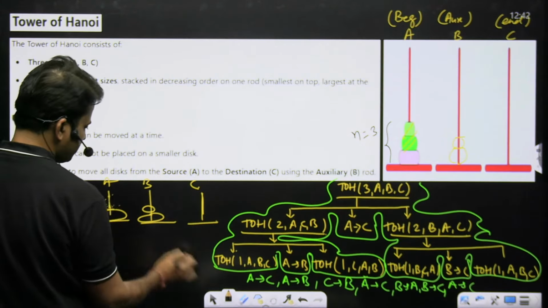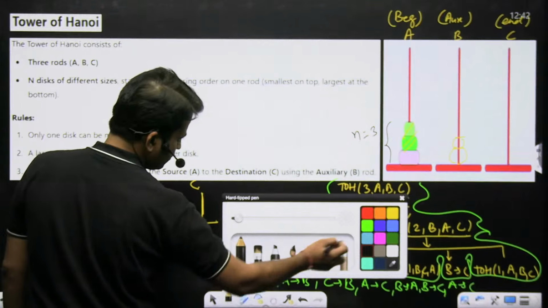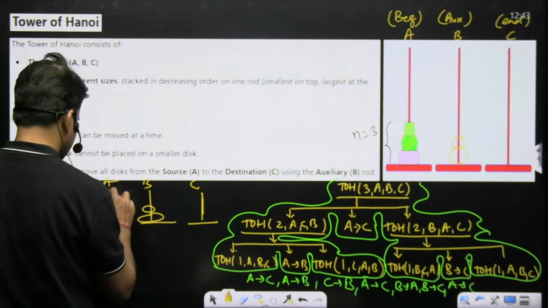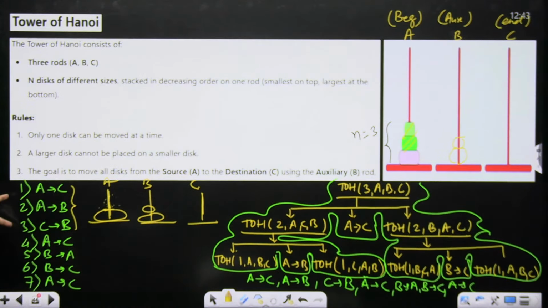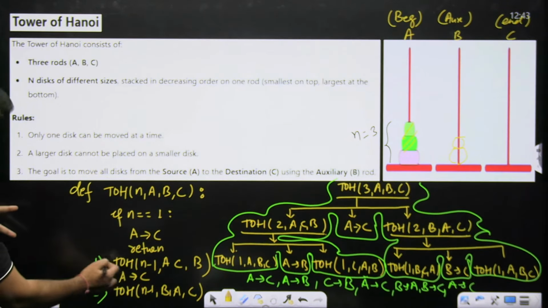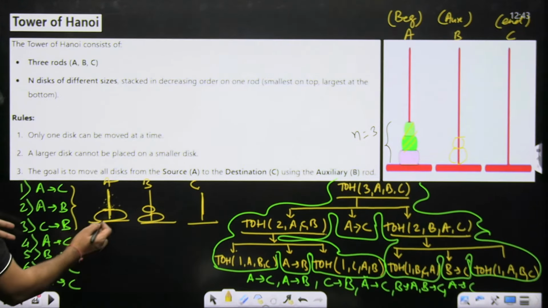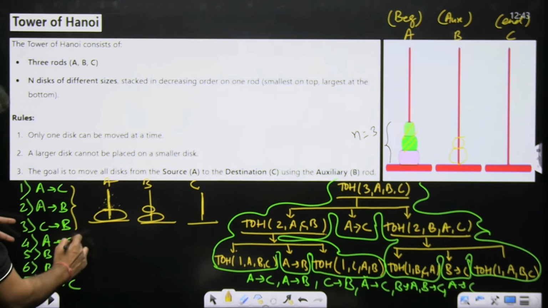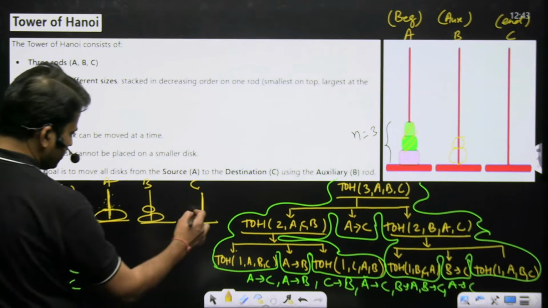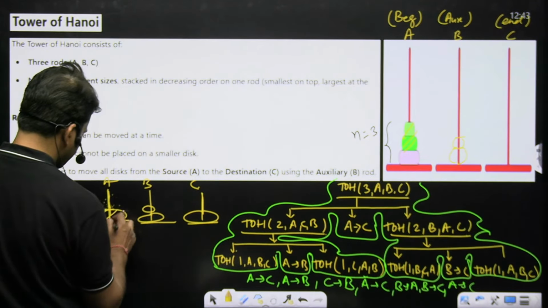N minus 1 disks from beginning to auxiliary, right? According to the algorithm, sir, n minus 1 disks, this part, go from beginning to auxiliary. Then how many disks remain on the beginning peg? Only one disk. Directly you can transfer it from here to here, okay?